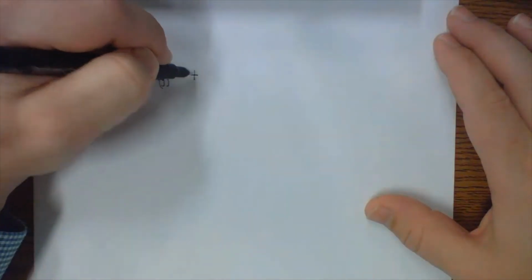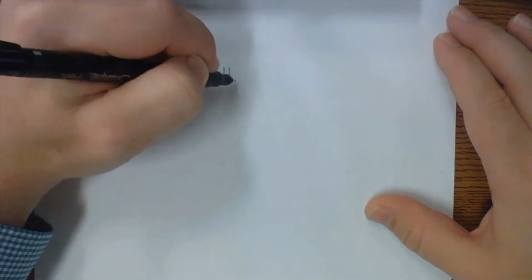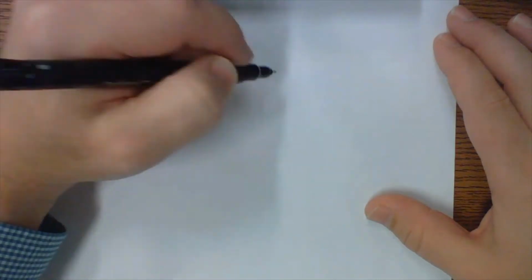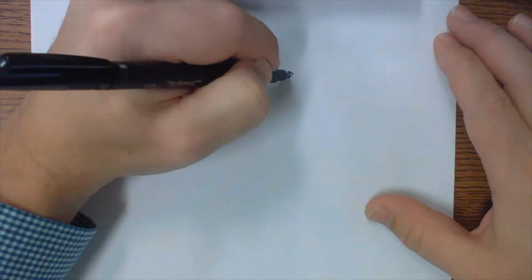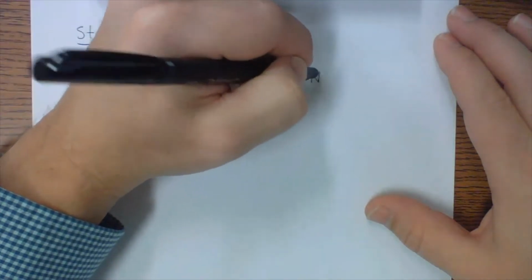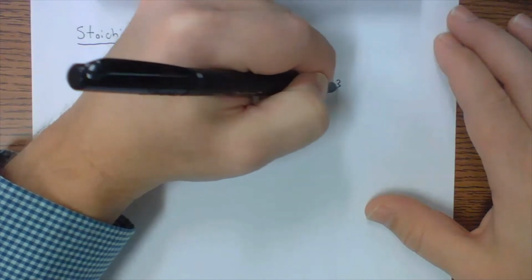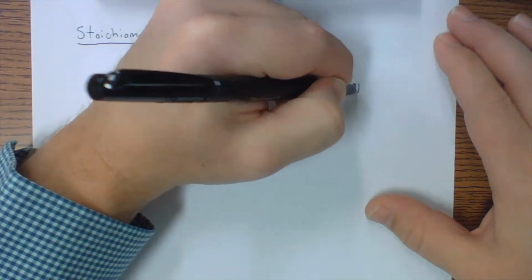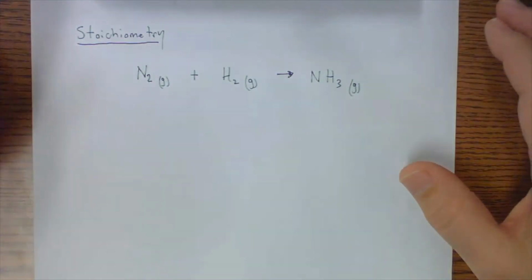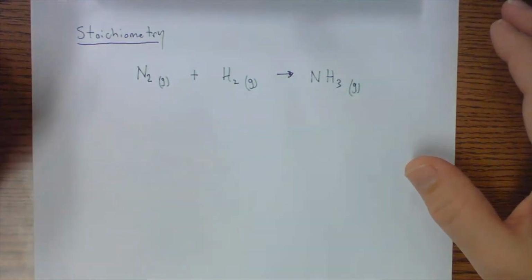And then I'm going to add to that some hydrogen gas, which is also going to be in a gaseous state. And that's going to form some ammonia. Now ammonia is NH3, and that's also going to be in a gaseous state. And so what we're going to do is look at how this reaction works again.